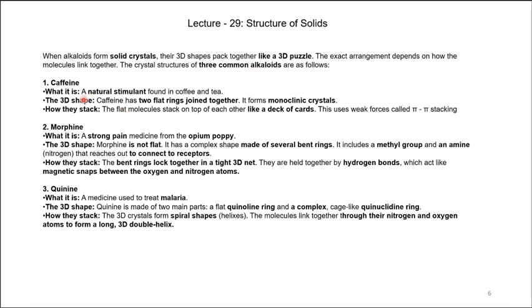Caffeine. It's a natural stimulant. Where do you find it? Coffee and tea, as I said. Its 3-dimensional shape has 2 flat rings joined together. It forms monoclinic crystals. That means the crystal system of caffeine is monoclinic.